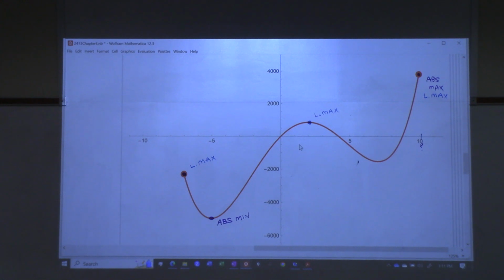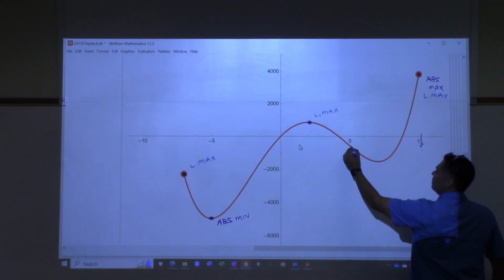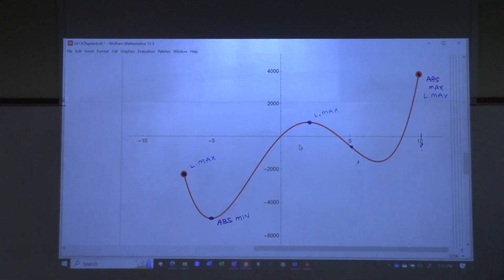Do you see any other local maxes? So local min, let's talk about local mins then. So no more local maxes. We're good? Yeah, that's it. That's all of them. Why would this not be a local max?